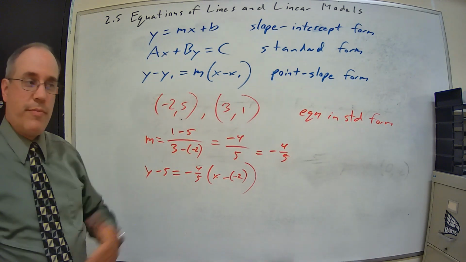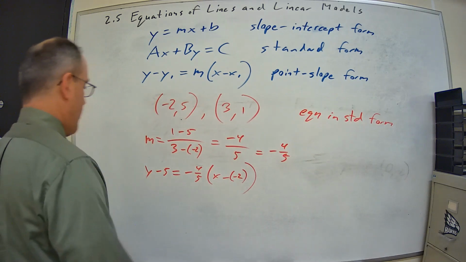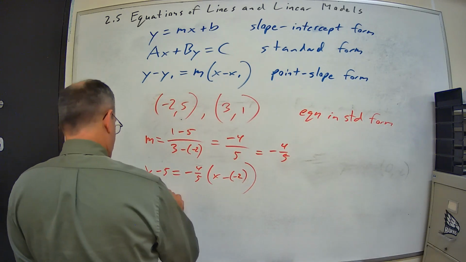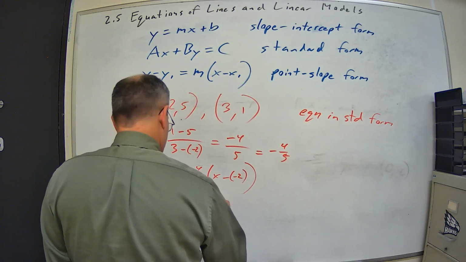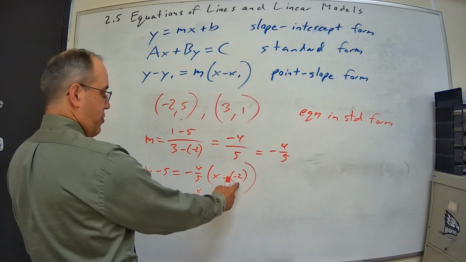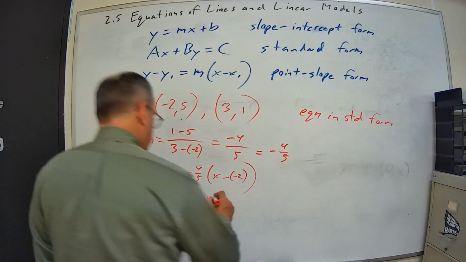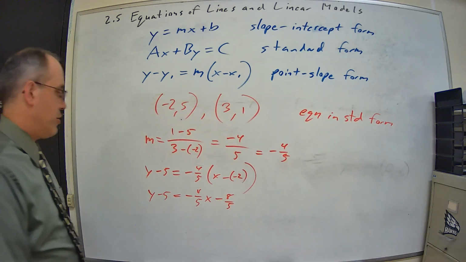Point slope form accomplished, but I want to get into standard form. So let's distribute this through. Y minus 5 is equal to negative 4/5 x. Minus the negative is positive, so 2. So I can take negative 4/5 and multiply it by 2. Minus 8/5. That's a good start.